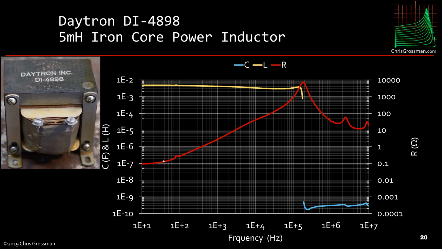But you see here that this resistance is rising, and this resistance really represents energy loss in this device. And I'm not positive, but because this is an iron core inductor, I suspect most of this energy loss is in the core itself.